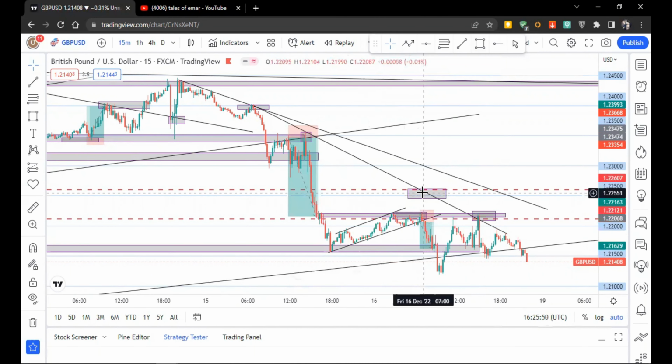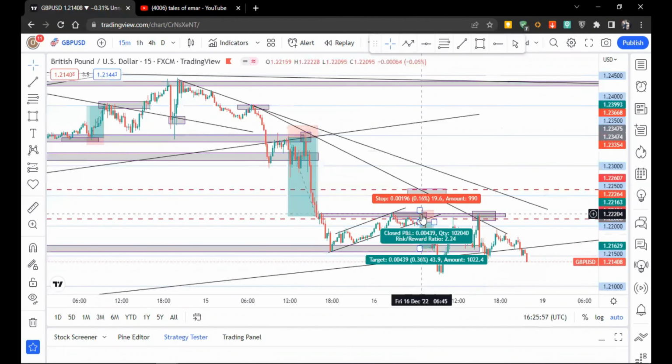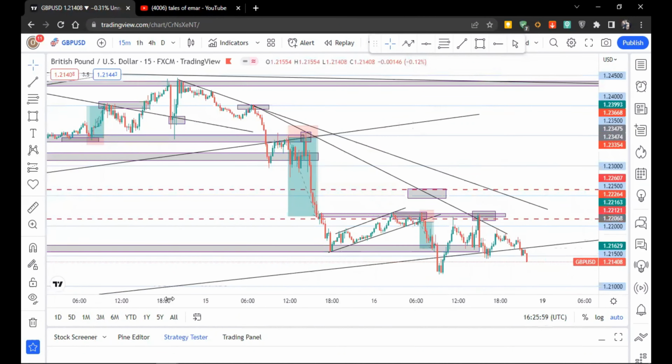But when it gave us this M, I don't know what this is, this is a flag, I think. So when it gave us that M here, we sold this pair. Chop chop. Now calculate this distance.